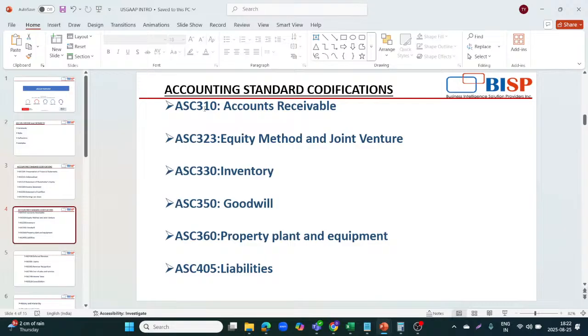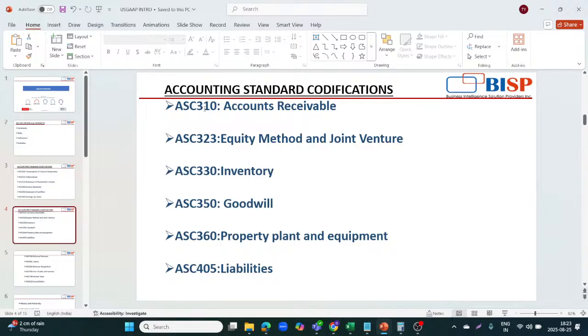Then you have ASC 350, which stands for goodwill. So here we'll see under this codification what is goodwill and what are the triggering events associated with goodwill. We'll also see how goodwill is calculated, with the help of some examples. We'll also see intangibles and their classification. So overall, we'll understand goodwill and the intangibles topic under ASC 350.